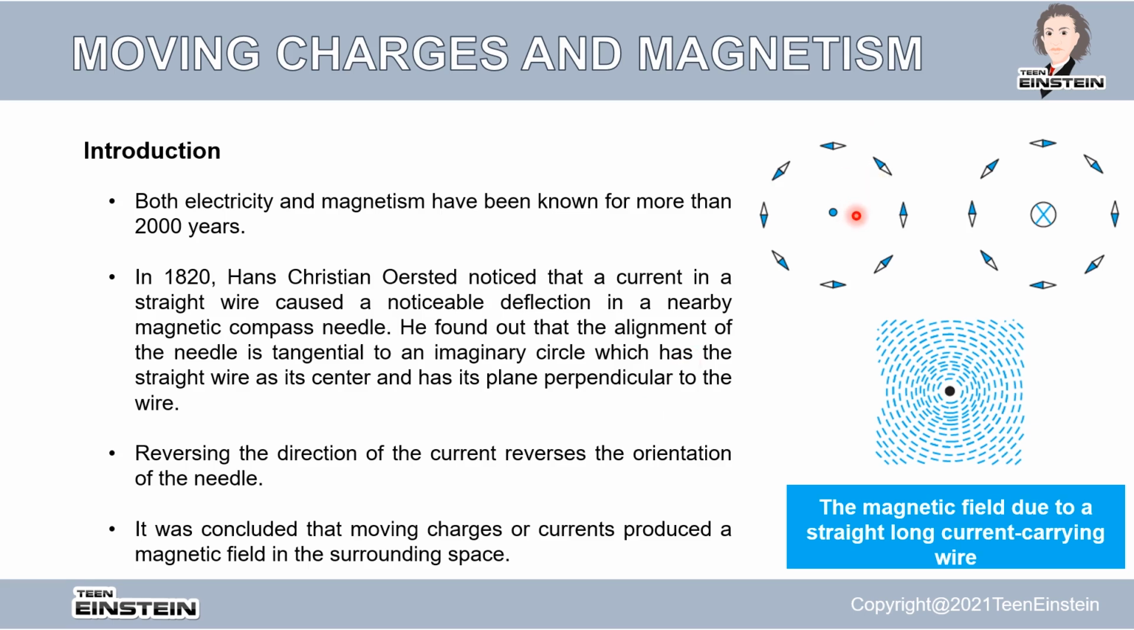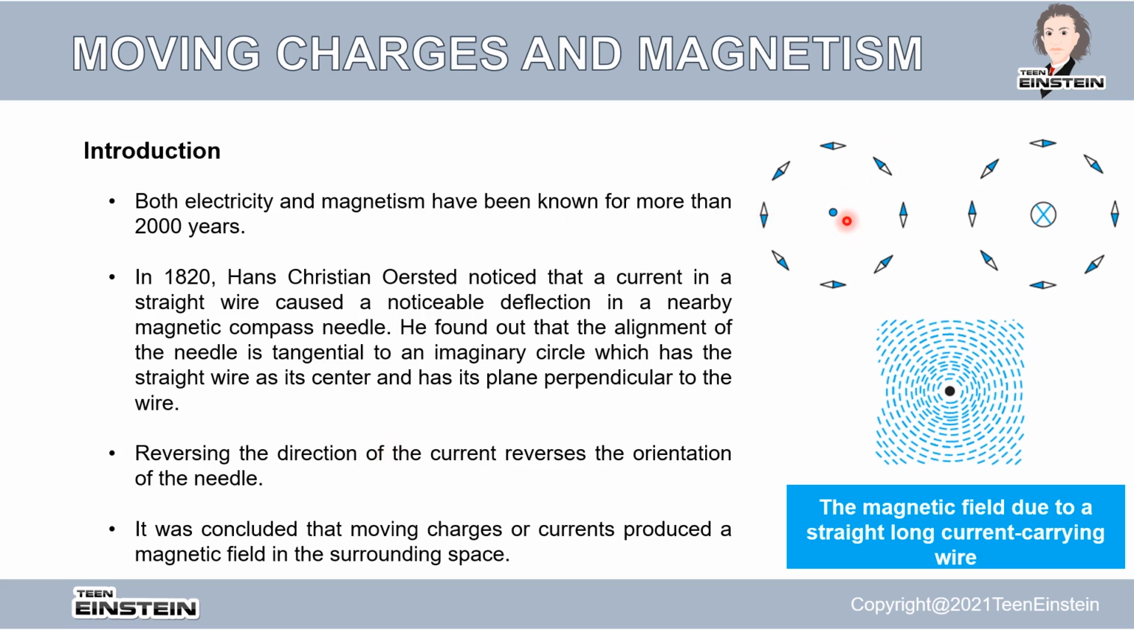There is a similar setup shown here. If there is a current carrying wire going through the center like this, and this is the plane of the paper, and you keep a magnetic compass needle here, whenever there is a current passing through this wire, the compass needle shows a deflection. Only then did he realize that there is a connection between the current, that is, the moving electric charge, and magnetism, because of the deflection of the compass needles.